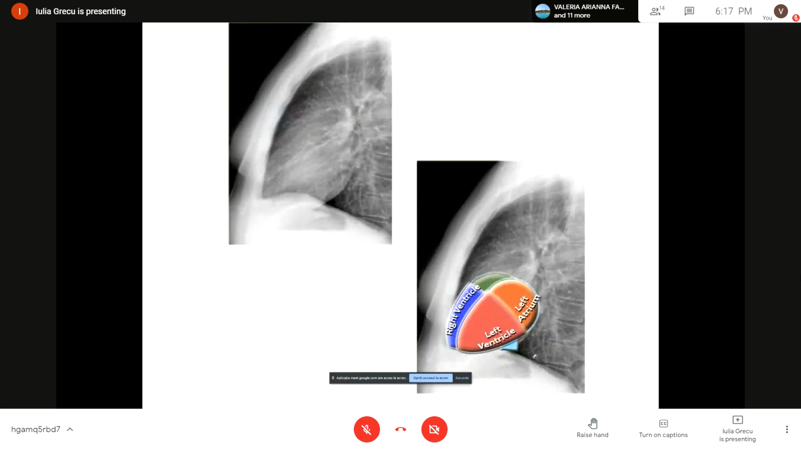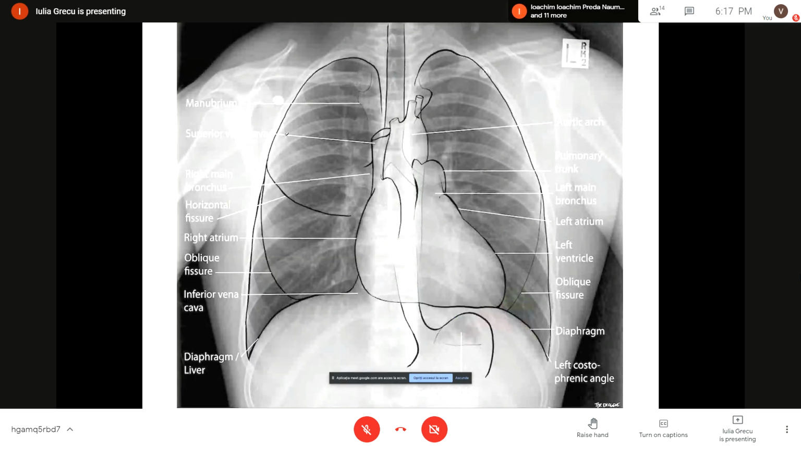The same on the lateral view, the projection of the heart on the lateral view, with the most anterior cavity being the right ventricle, the most posterior and superior the left atrium, and the most inferior the left ventricle. Only a small part of the right atrium can be projected here. Usually here we have the projection of the pulmonary artery.